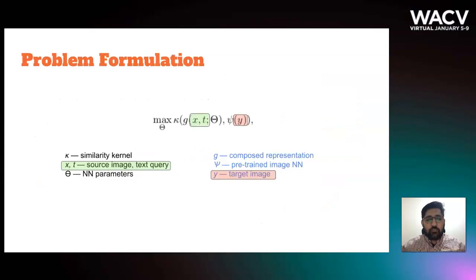Now we formalize this task. Here X and T denote the query image and text, and Y denotes the target image. Psi is a pre-trained neural network. G denotes the composed representation, where theta denotes the learnable network parameters, and kappa denotes the similarity kernel. The task is to learn a composed representation of the image text query by maximizing the similarity between the composed representation and the target image features.